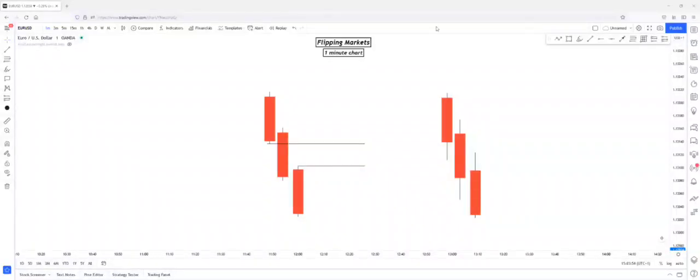Welcome. This video will be about the inefficiency. What does the inefficiency mean? It means the gap between the wicks in an impulsive movement. If price moves rapidly, printing several candles, and the wicks between the candles don't meet, it will be inefficient.